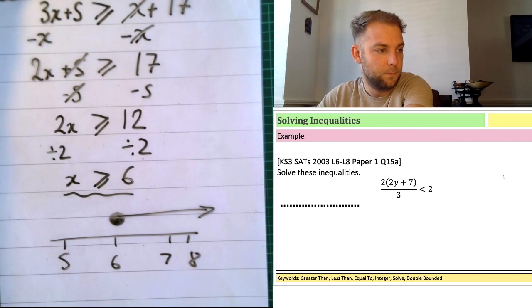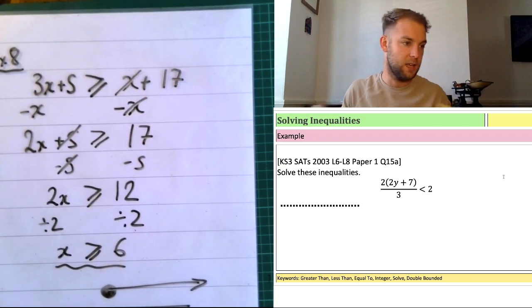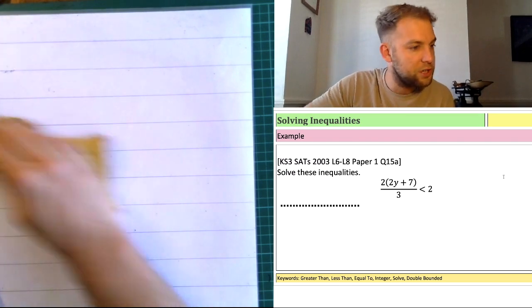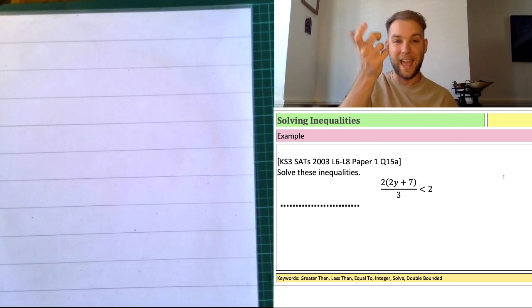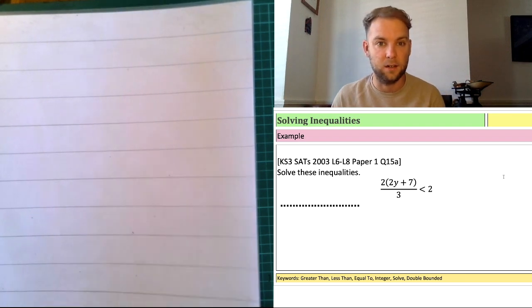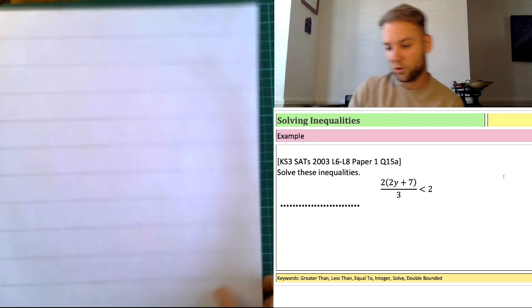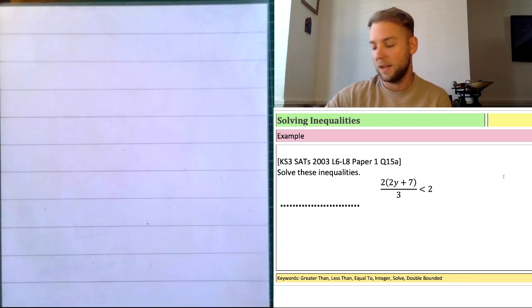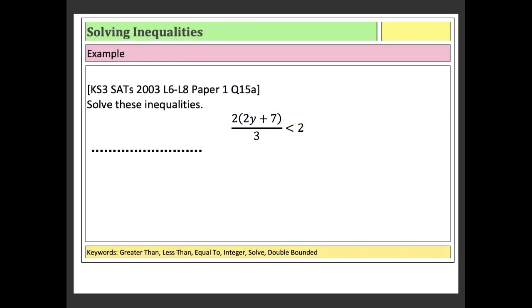So, we've got a trickier question here. I've put this one on here just because I wanted to give you a little bit of a push. This one was on a Key Stage 3 SATs paper, level 6 to 8, which is kind of the top end of KS3, middle end of the current GCSE, but it's a trickier question only because it's got a few more steps. I'll put it up in case you want to have a go at it yourself. So maybe pause and have a go yourself if you really want.